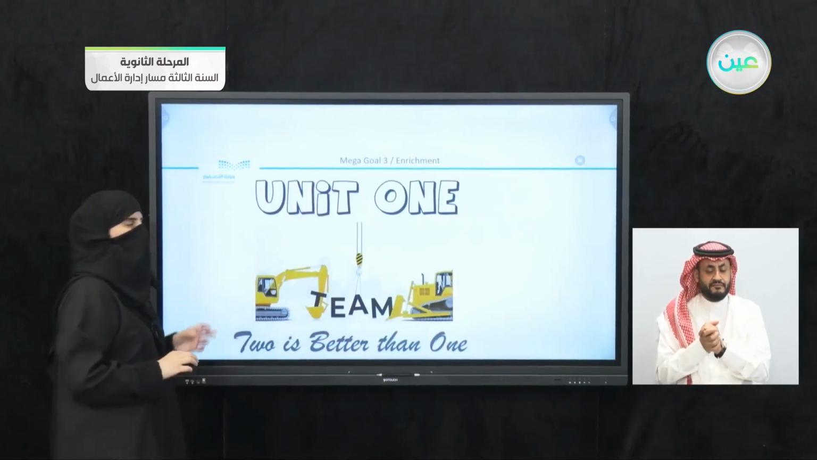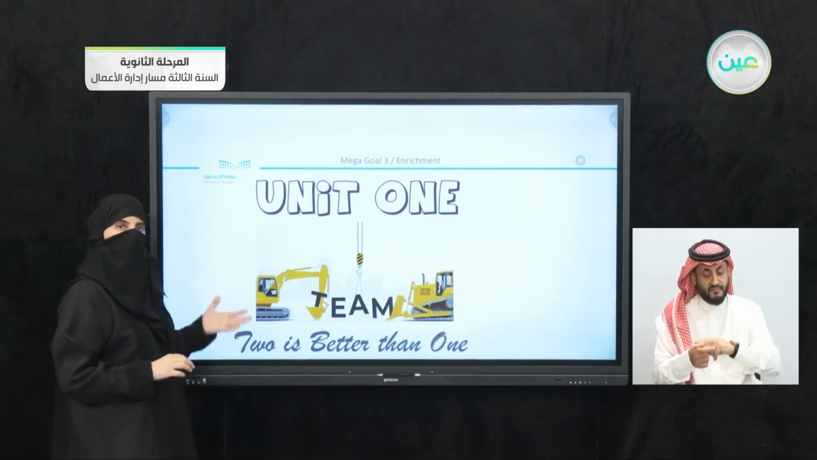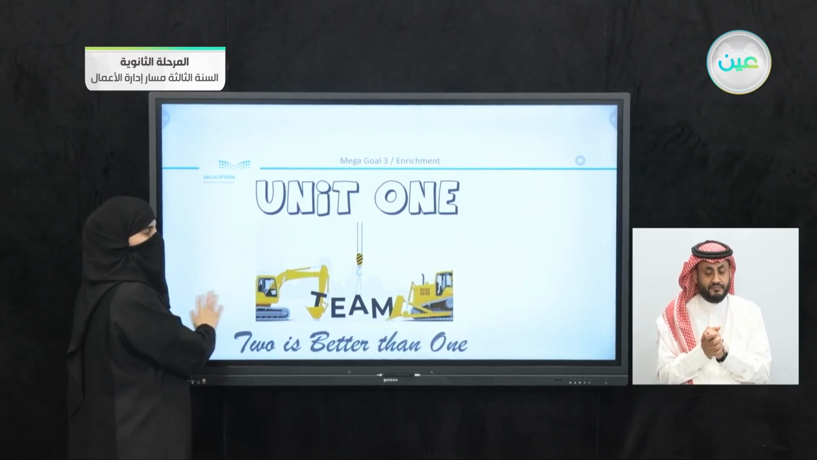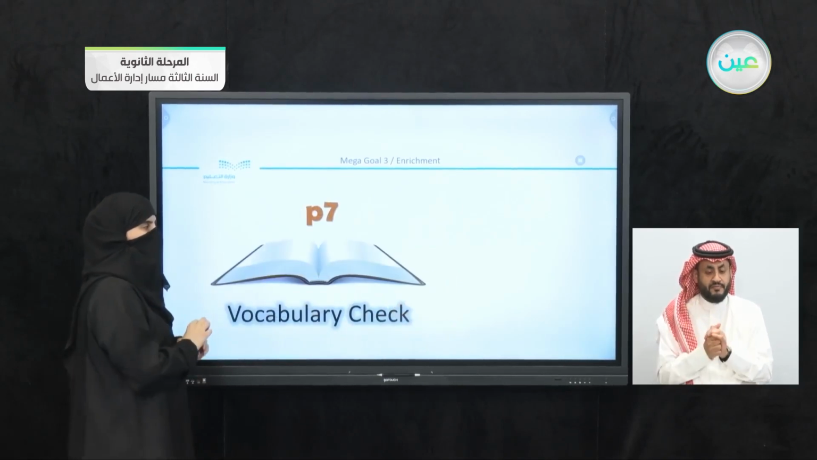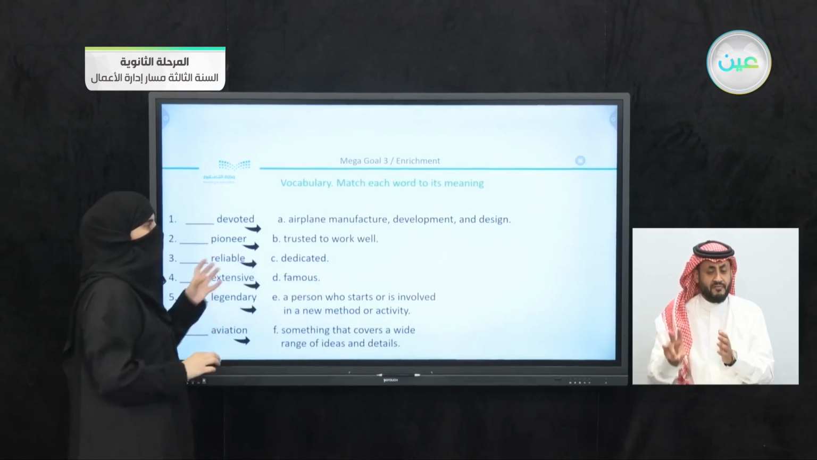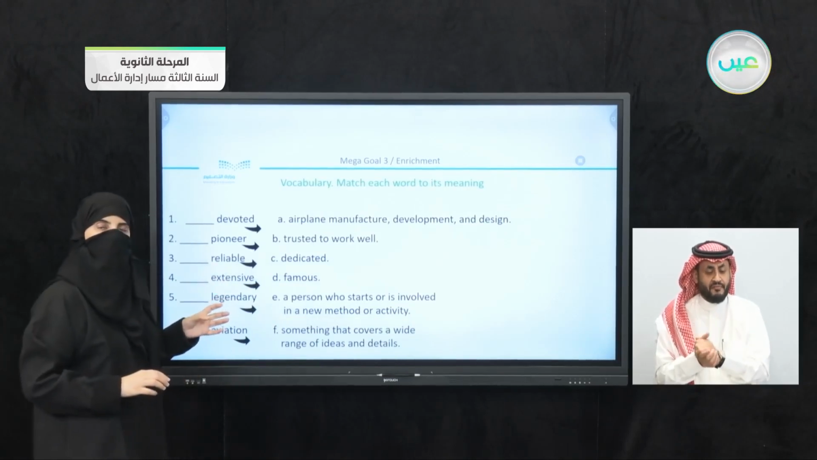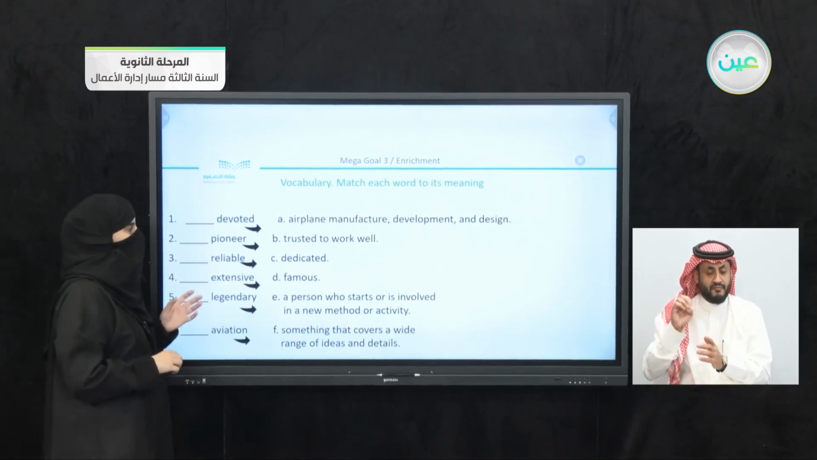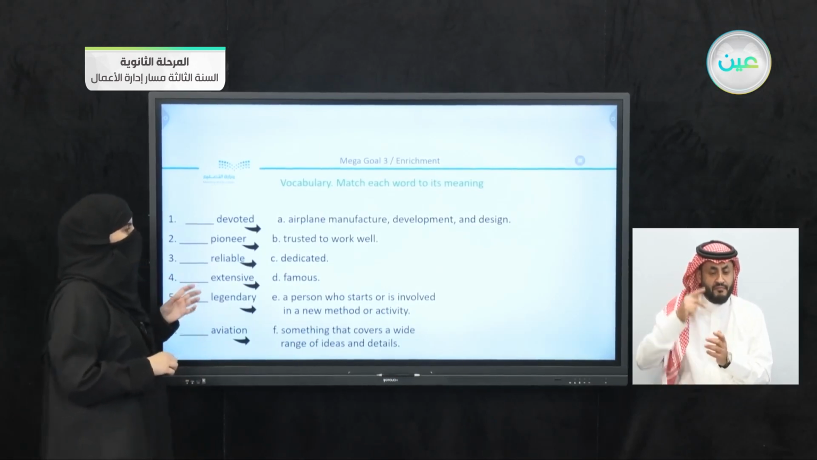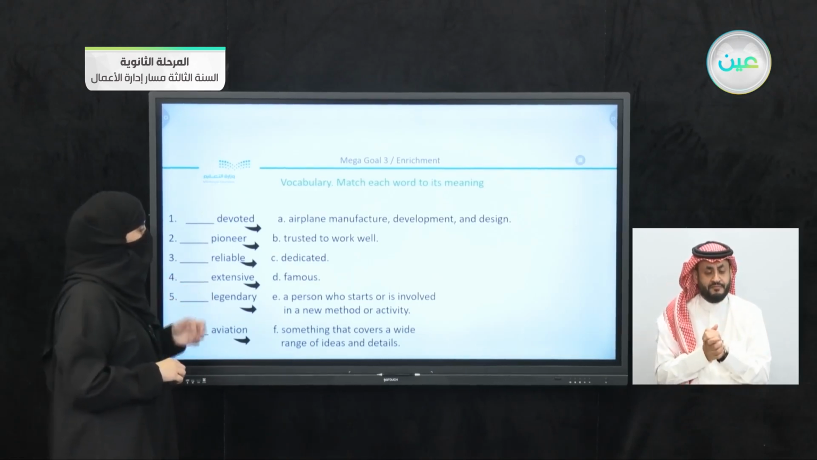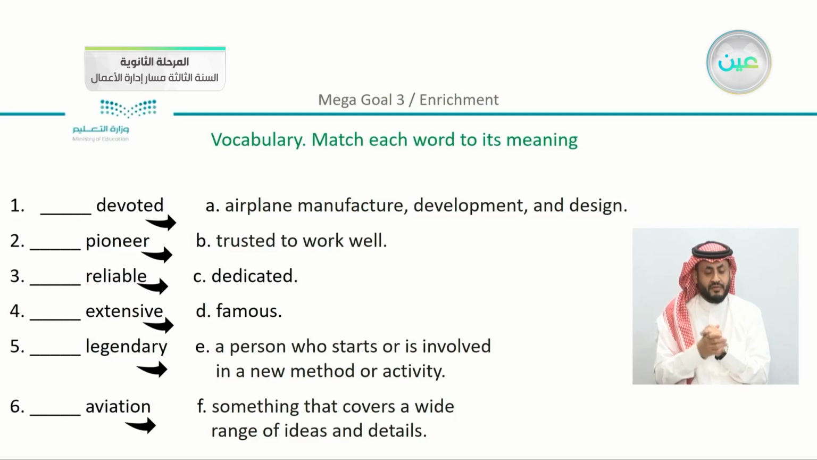Now we are going to go back again to our unit, which is Unit 1. We have here 2 is better than 1, which had the vocabulary check. On page number 7, if you recall, we had the words. Just to recall with me, what are the words? We have the first one, devoted, pioneer. We have number 3, reliable. We have number 4, extensive, legendary, and aviation.